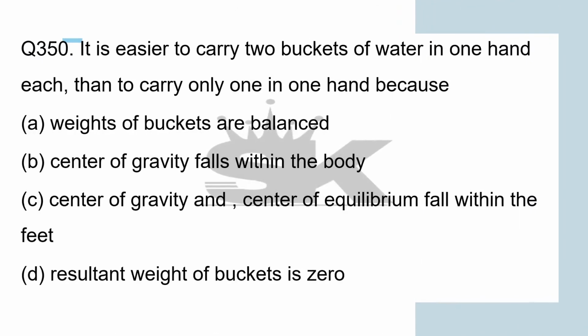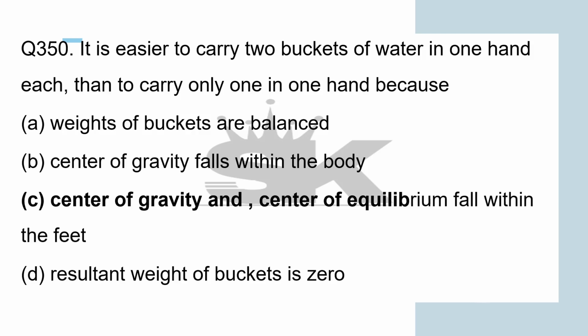It is easier to carry two buckets of water, one in each hand, than to carry only one in one hand, because the center of gravity and center of equilibrium fall within the feet. Okay, the weight is spaced out more evenly on both sides of the body than it would be if you had to carry a single bucket. Okay, so here the answer is center of gravity and center of equilibrium fall within the feet. Okay, thank you.